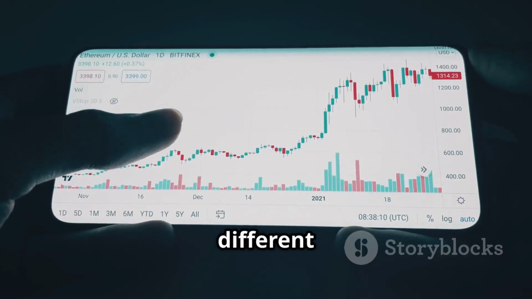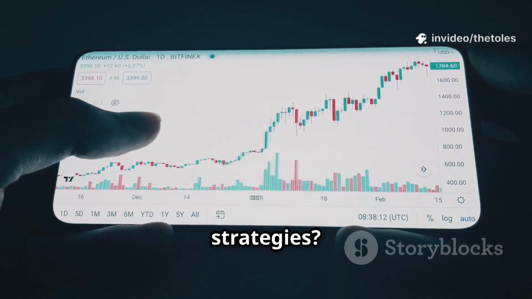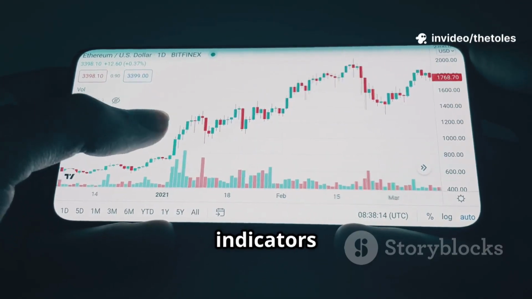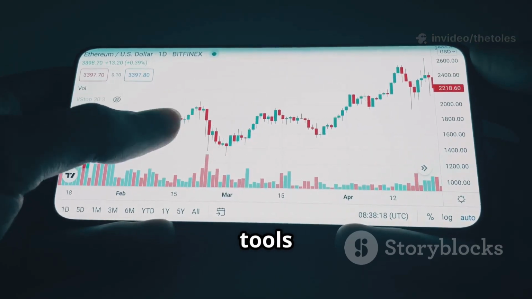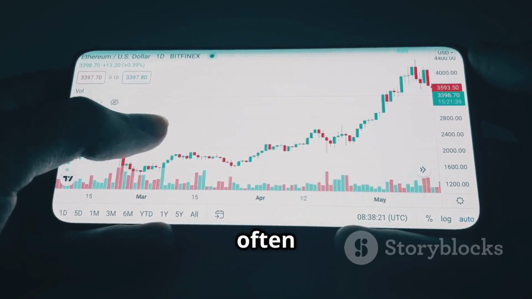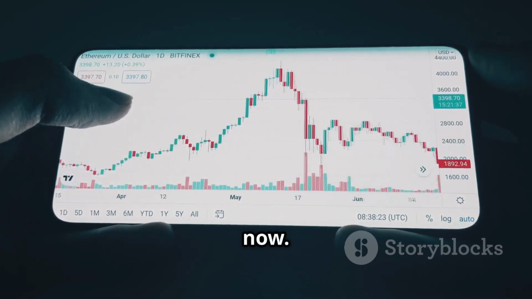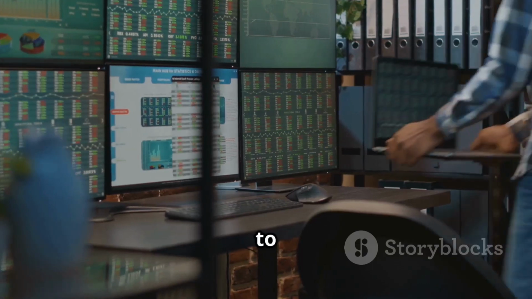So, how is this different from your standard trading strategies? Most traditional methods rely on indicators like the RSI, MACD, or moving averages. These tools are based on past price data and often lag behind what's happening right now. SMC, on the other hand, tries to be predictive.